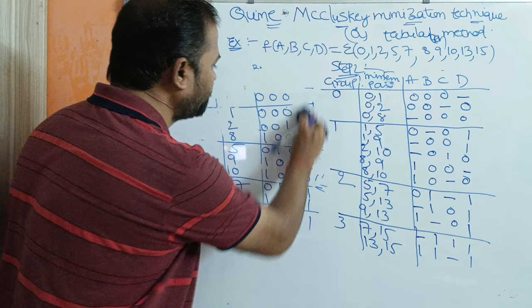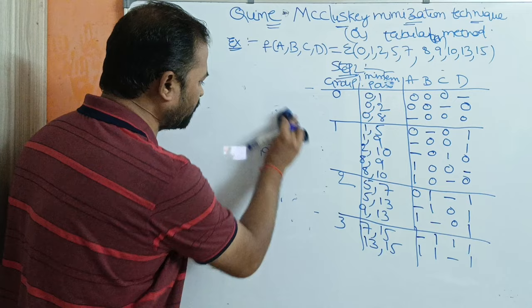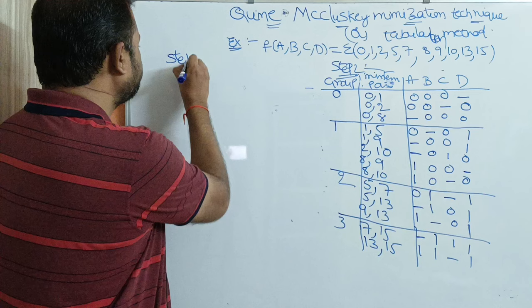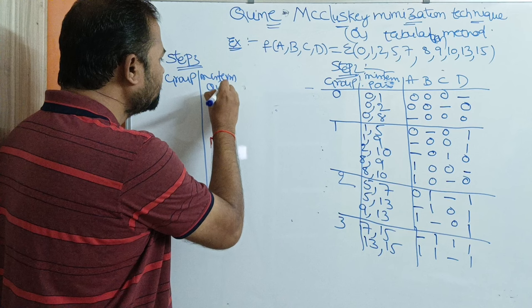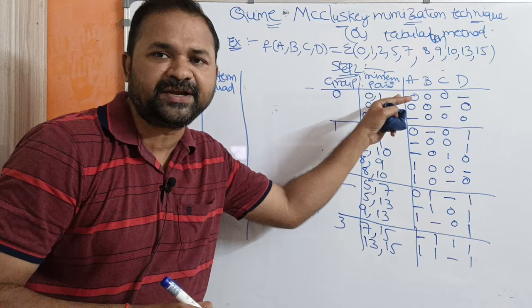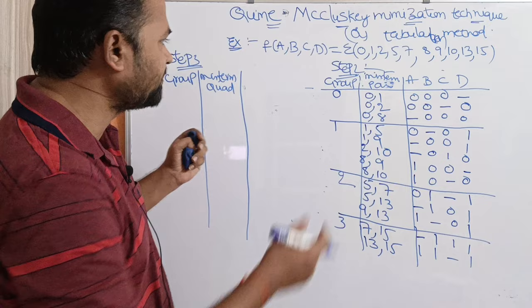So step 3 is also similar to step 2 only. We have to compare group by group. Step 3: here also we'll have three columns: group, next minterm quad, where pair was used before. Quad means we will have four minterms, whereas pair means we will have only two minterms. Next, the binary representation of ABCD.